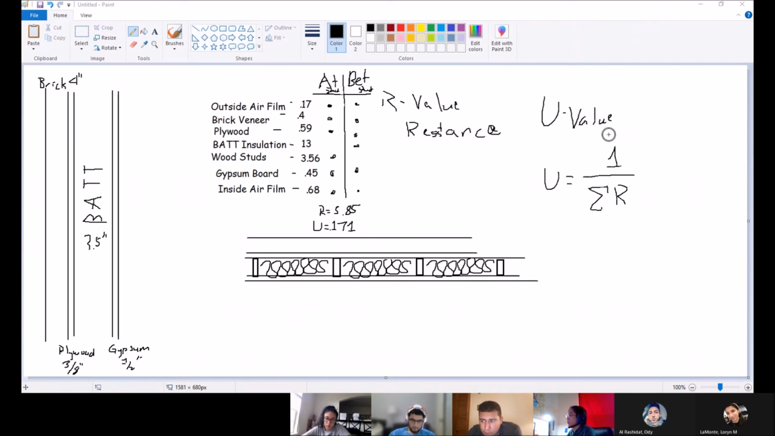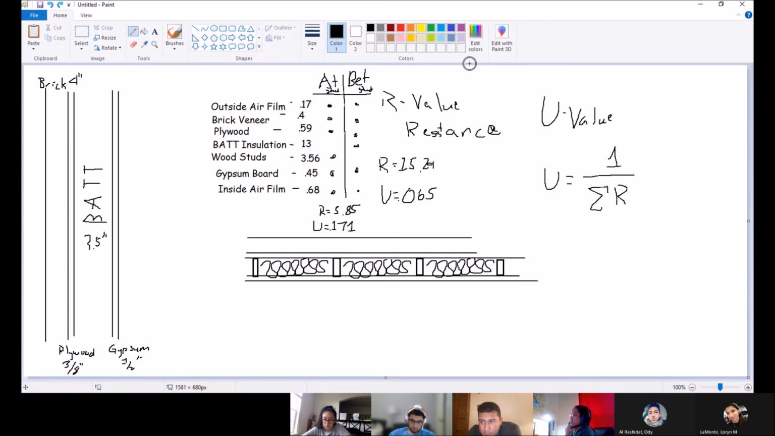0.17 plus 0.4 plus 0.5. So our R value for between the studs is 15.29. So our U value, you would just take the inverse of that, the reciprocal. I forget which one is the right one. So you have 0.065. This doesn't seem right, but it's fine, I think, hopefully.